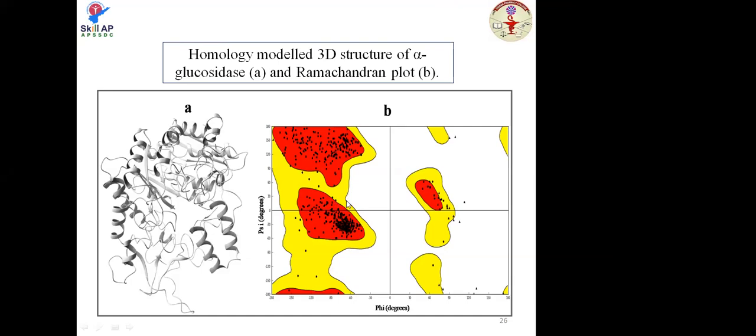We evaluated it through the Ramachandran plot. You can see here in the Ramachandran plot, the white region represents energetically unfavorable or low favorable regions. The yellow region represents energetically favorable regions. And the red region represents the most favorable region. The dots represent amino acids, and the number of amino acids present in the red region is very high. That means the developed model has good resemblance.